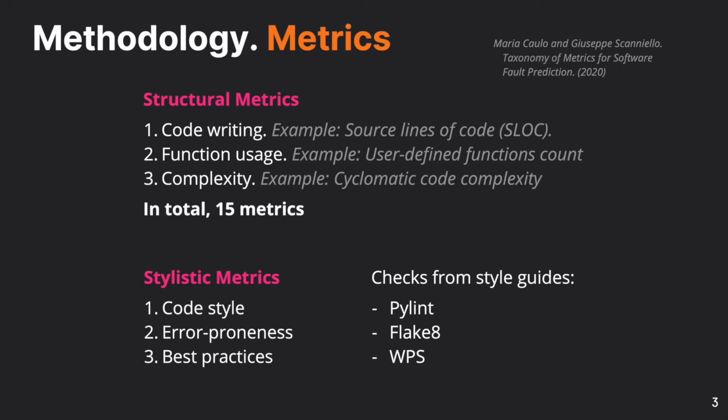In total, we chose 13 metrics from the work of Carlo and colleagues that we believe are meaningful for notebooks and scripts, and added 2 metrics of our own which take into account the structure of notebooks, namely count of comments included in markdown cells and coupling between cells. As for stylistic metrics, we also divided them into 3 groups: code style issues, error-prone issues, and best practices issues. To determine these issues, we used 3 different style guides presented on the slide.